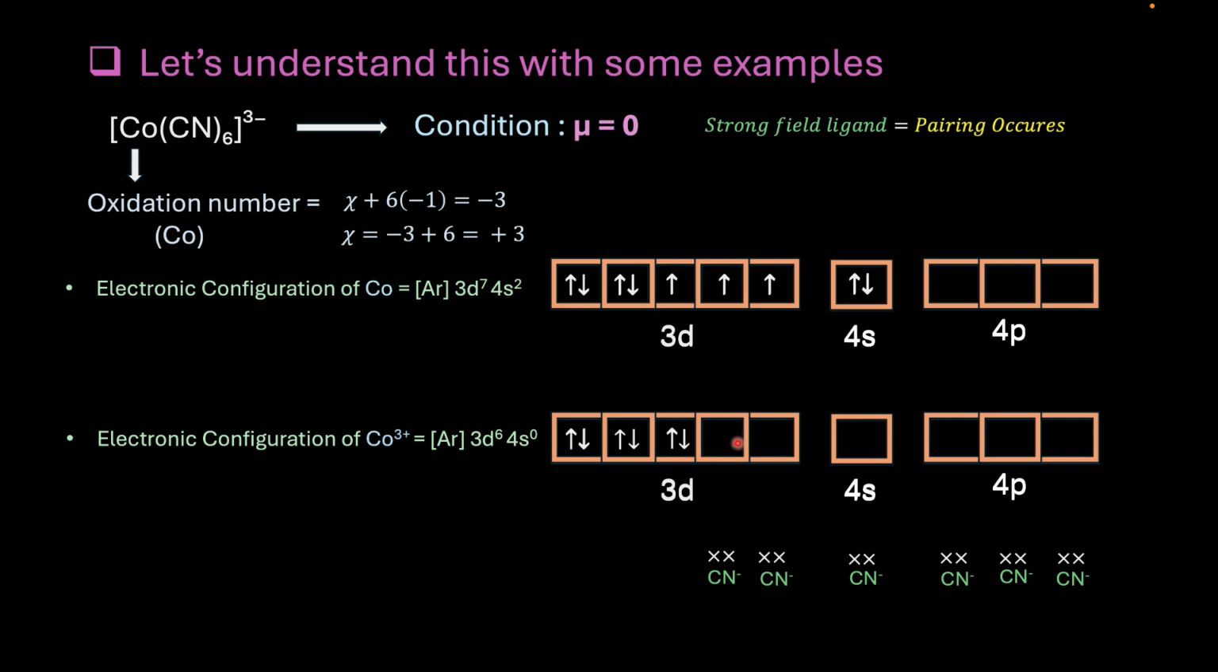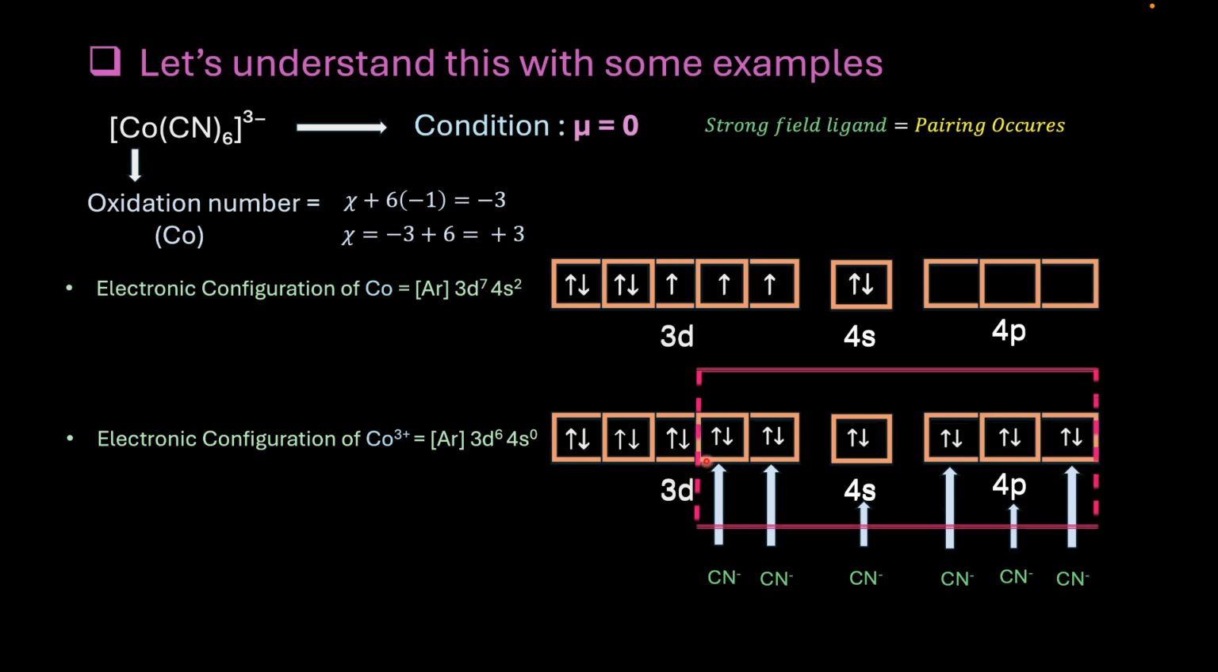So for this, 6 vacant orbitals are present. So what will happen? The ligands will donate their lone pair of electrons to these vacant orbitals and make a coordination bond. So let's write these electrons like this with opposite spins. Okay. So here, how many bonds formed? 1, 2, 3, 4, 5, 6.